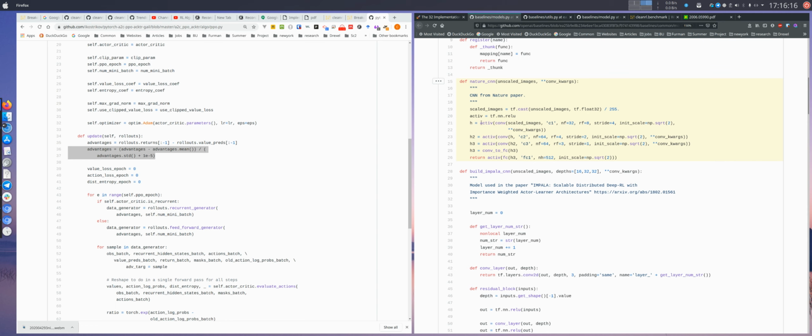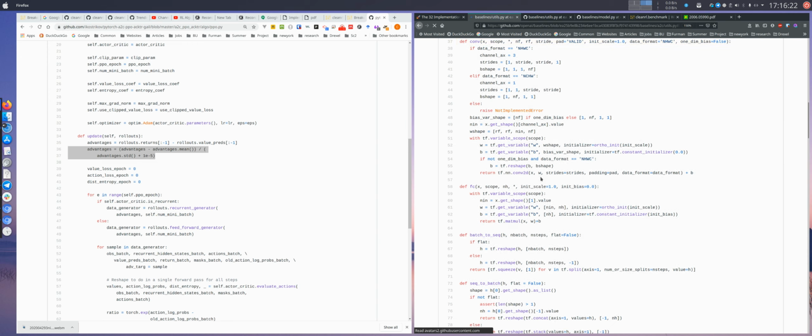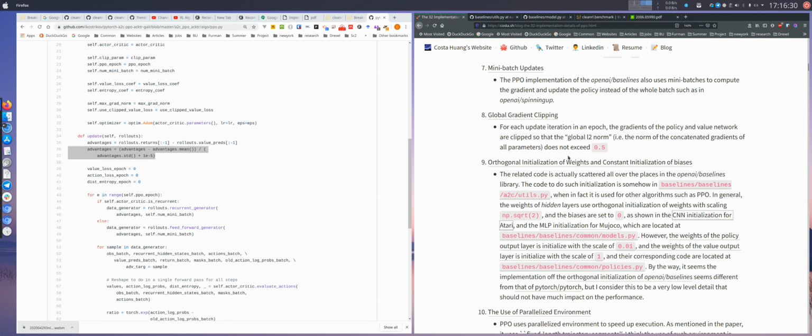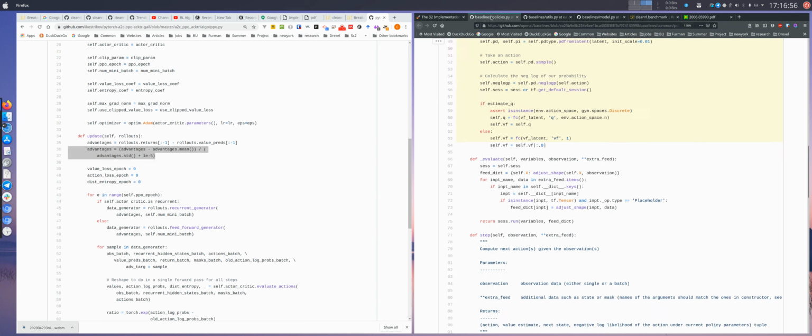For example, you can see the CNN initialization for Atari. It uses a convolution layer with initialization scale equal to numpy square root of 2, and you can see over here that they're initializing the weights using numpy square root of 2. The same thing happens with MuJoCo. Essentially, all of the hidden layers are initialized using orthogonal initialization with gain, or scaling, equal to square root of 2. However, the weights of the policy layer are initialized with a scale of 0.01, and the weights of the value output layer are initialized with a scale of 1.